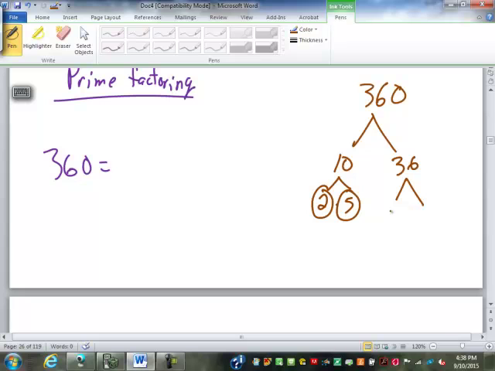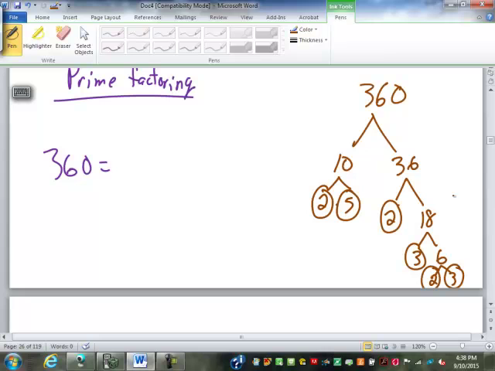36 can be divided by 2, which would leave me with 18. Or 6 and 6 would have worked as well. Now the 2 is prime, so I circled it. 18 can be divided by 3, which would leave me with 6. 6 can be divided by 2, which would leave me with 3.